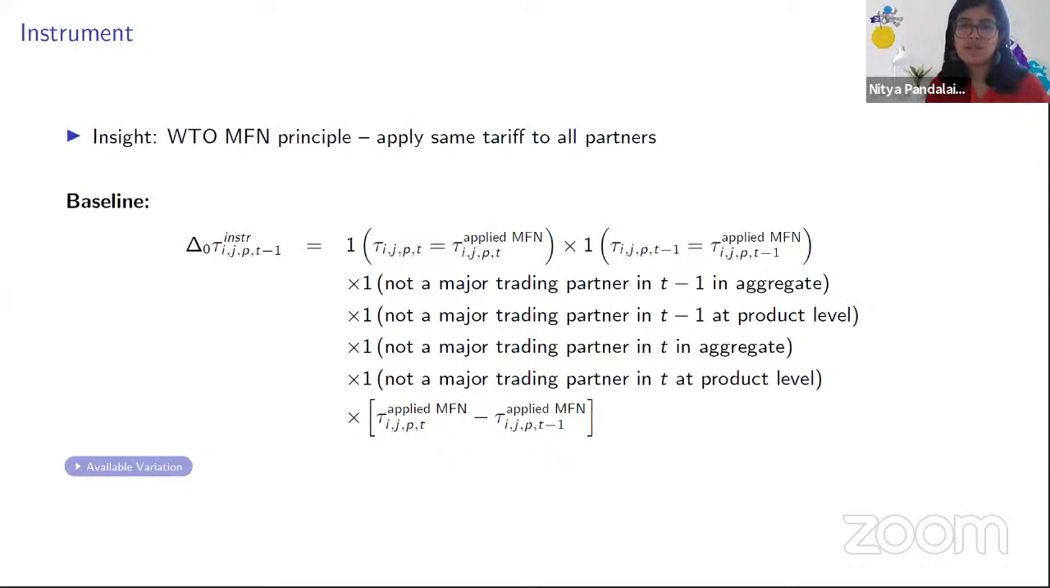By this we mean we're going to exclude the top 10 trade partners of a country, either in terms of aggregate or product level trade flows, and we can vary this. So the idea here is that the US changes its MFN tariffs because of concerns about China, but these MFN tariffs are also going to affect Hungary, and we can look at the response of the trade flows from Hungary compared to a control group, which is, for instance, Canada or Mexico, and identify the trade elasticity in that way.